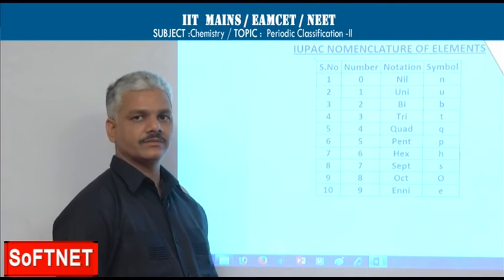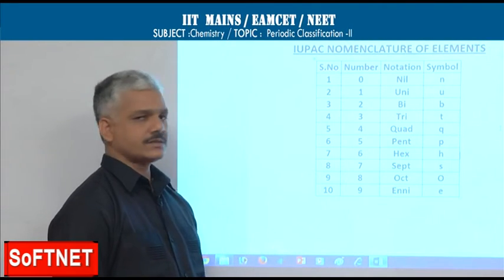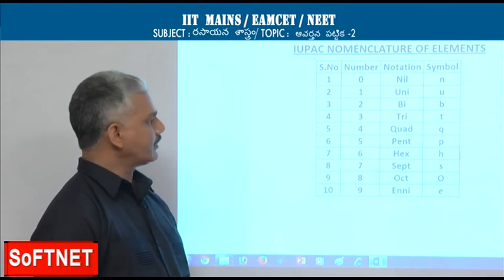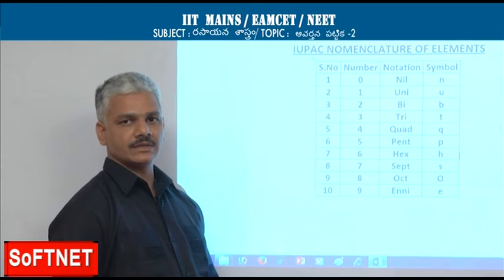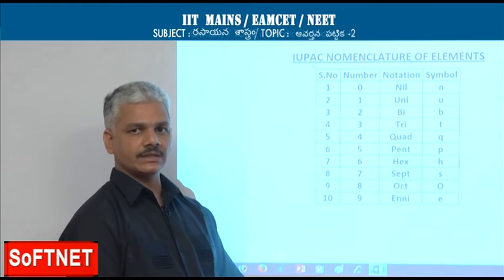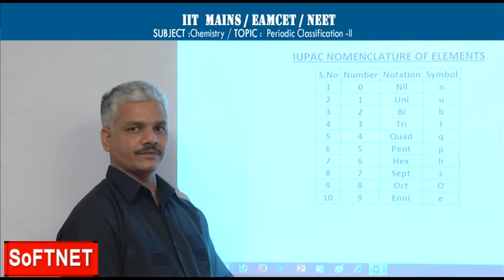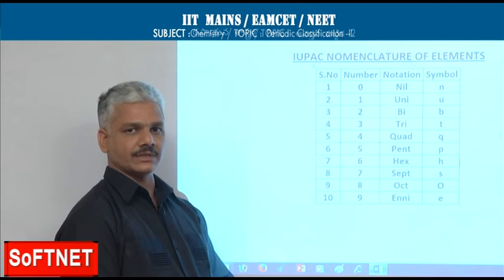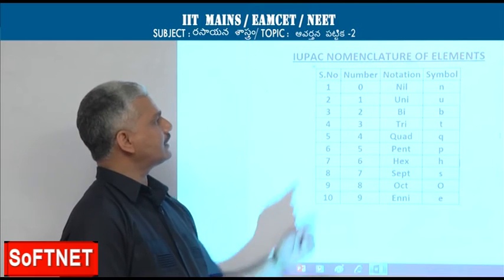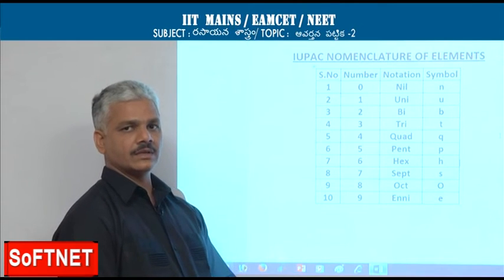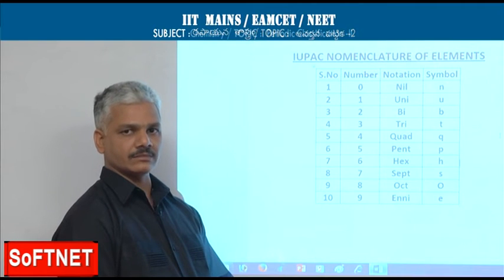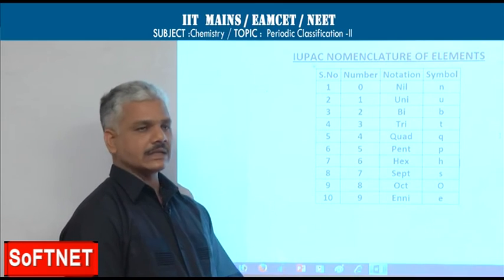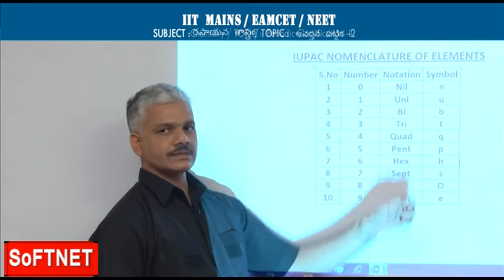IUPAC nomenclature of elements. This method is used for naming elements with atomic number 100 onwards, because most of them are synthetic in nature, and scientists from different countries claim the credit of discovery of that element. So, to avoid the controversy, IUPAC has suggested naming the elements based on their atomic numbers. In this system, 0 is called nil and the symbol used is small n.